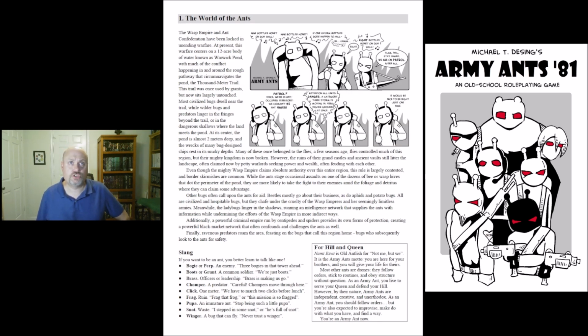It tells you about the history of the war that's going on. The Wasp Empire and Ant Confederation have been locked in unending warfare. At present, this warfare centers on a 12-acre body of water known as Warwick Pond, with much of the conflict happening in and around the rough pathway that circumnavigates the pond, the Thousand-Meter Trail. This trail was once used by giants, but now sits largely untouched.